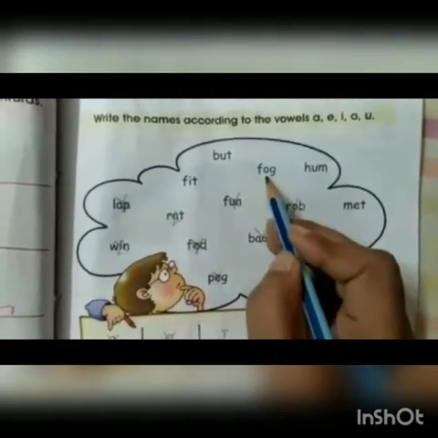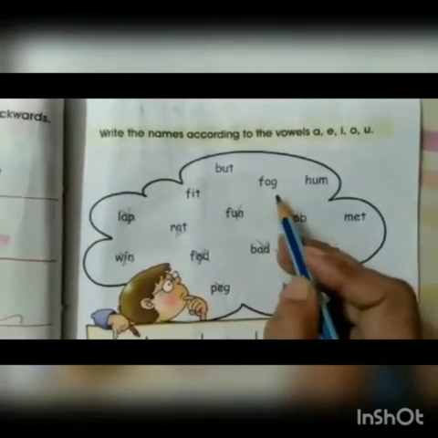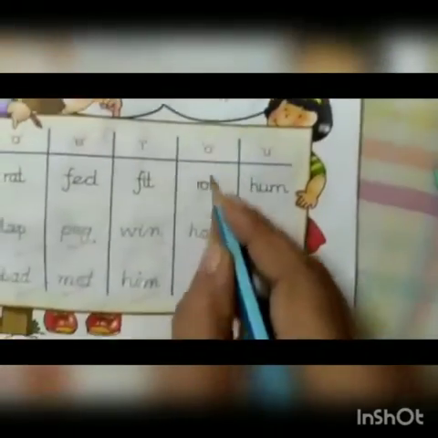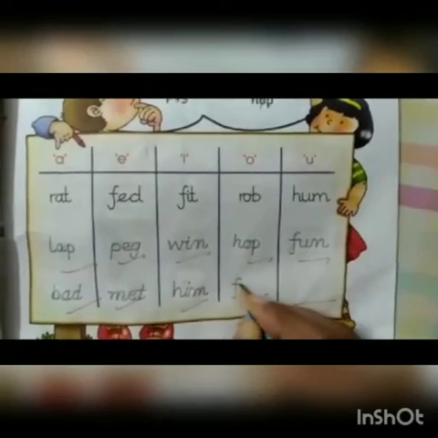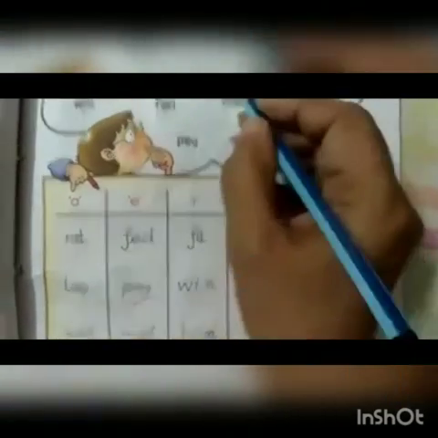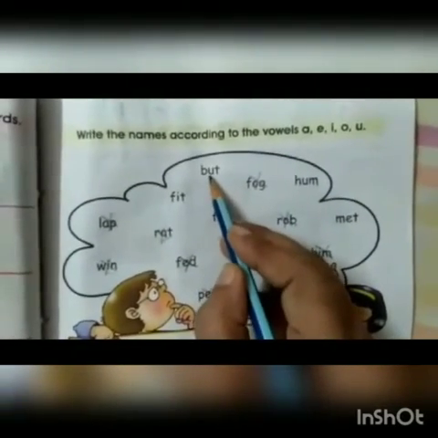Fog. Which vowel used in fog? O vowel. So, we will write this name in O vowel column. Fog. F O G. Fog. Come to the next. But.